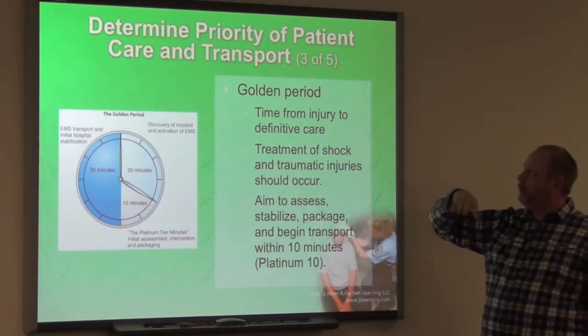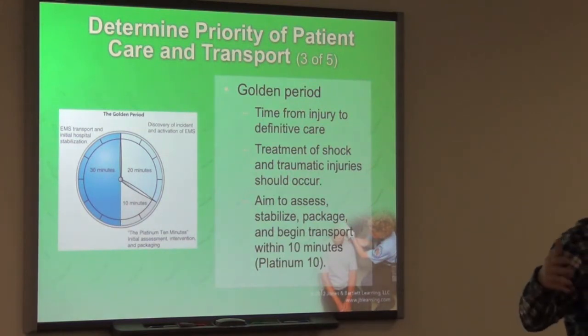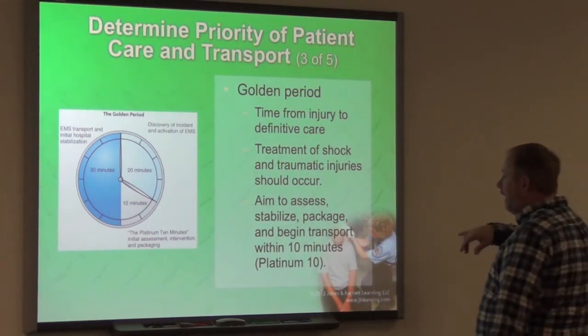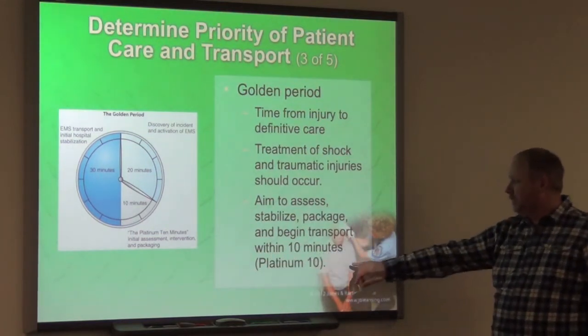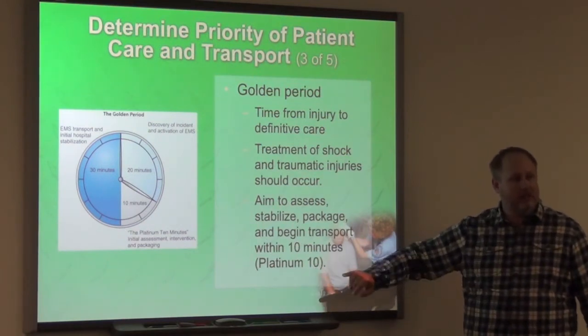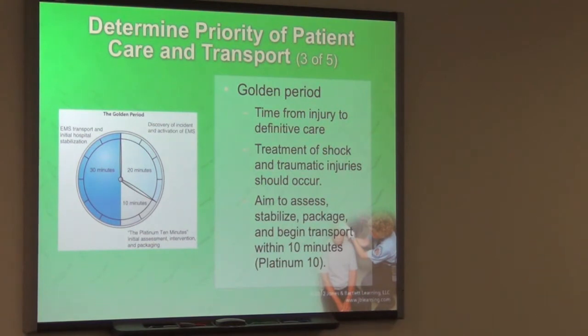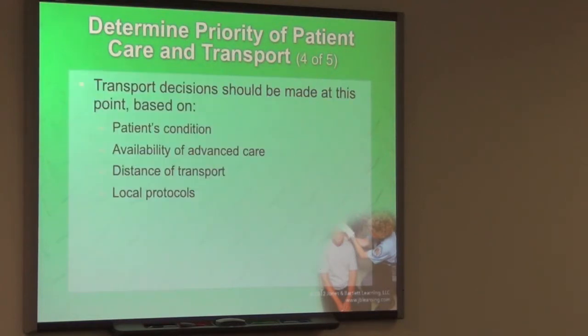Typically, golden period, we used to call it the golden hour. Now we really don't know what that time frame is. But all we do know is that we have about 10 minutes. That's our goal, to get to the patient and off the scene and en route to the hospital in 10 minutes. So that means all this stuff I've been talking about for the last 2 hours, we got to be fast. We got to do it quick.